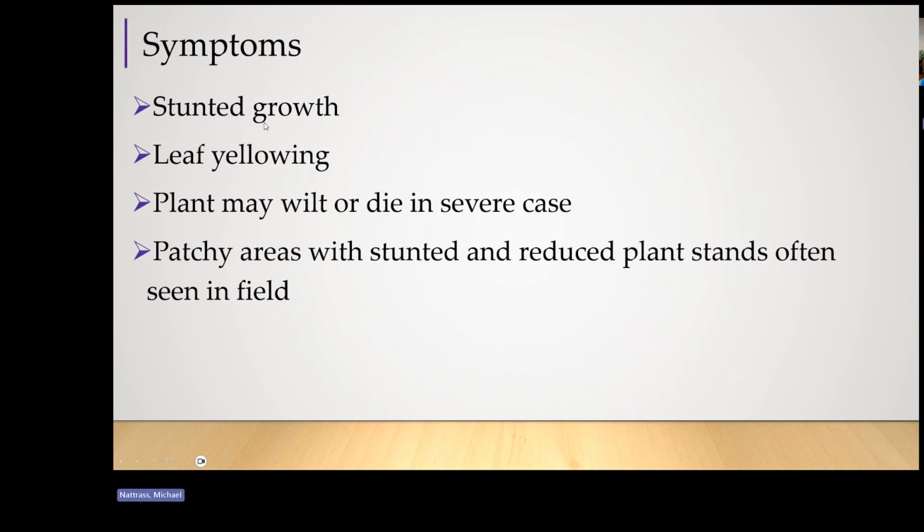Some of the things you'll see are stunted growth or leaf yellowing. We've seen this in most of our other videos, and stunted growth and leaf yellowing are going to be common symptoms. The question is whether that's caused by a bacteria, a fungus, a virus, or a nematode. For nematodes, it's mostly going to be looking at the roots.